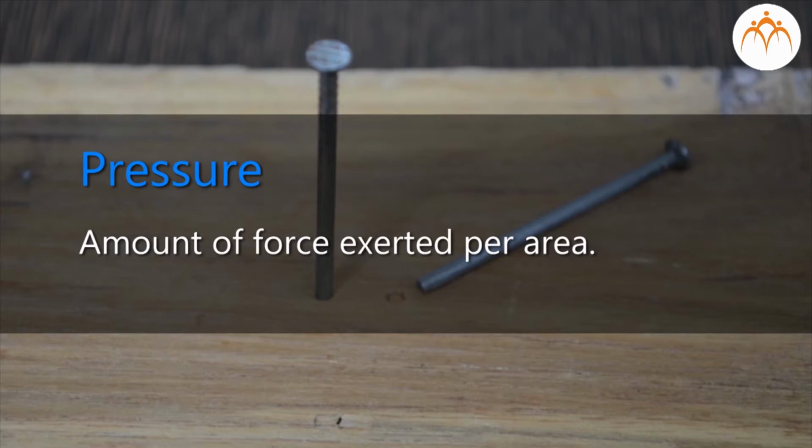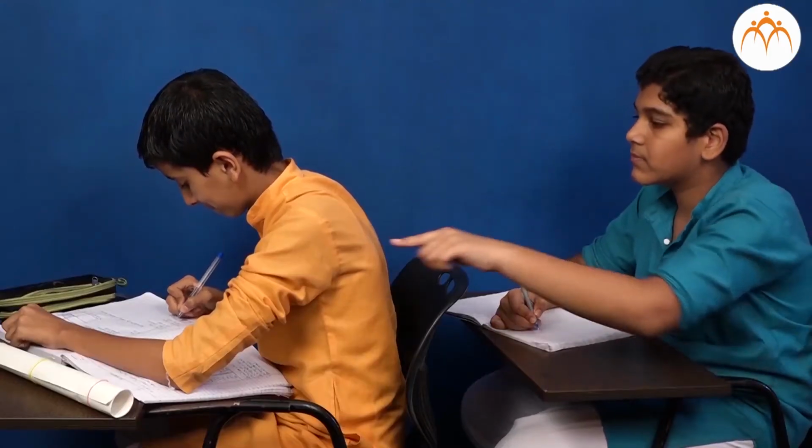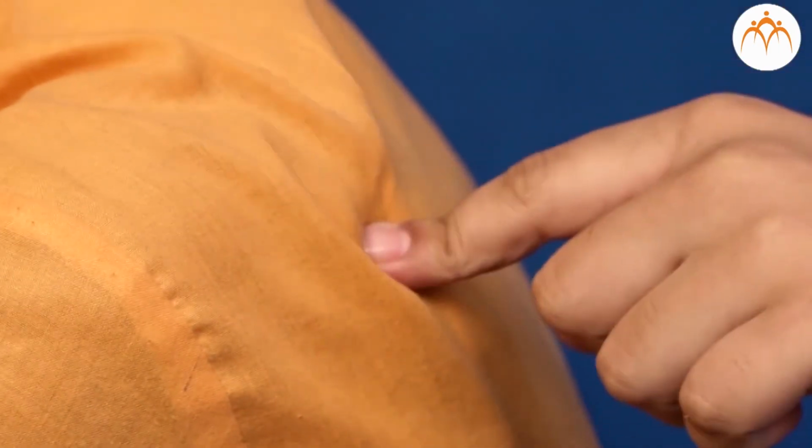It is the amount of force exerted per area. Pressure means how much one object is pushing on another object. It is usually more convenient to use pressure rather than force to describe the influence on other objects.